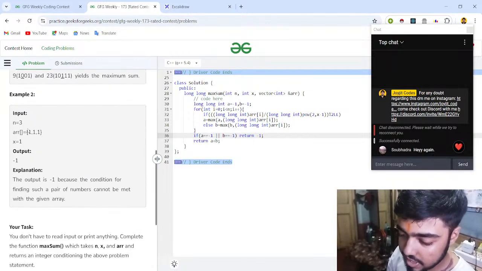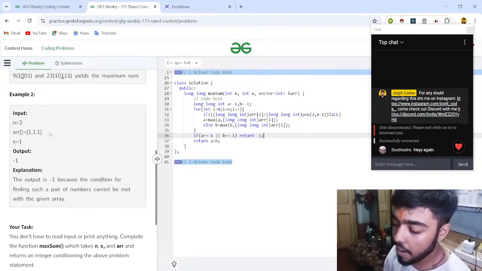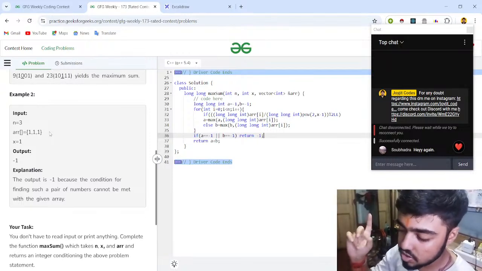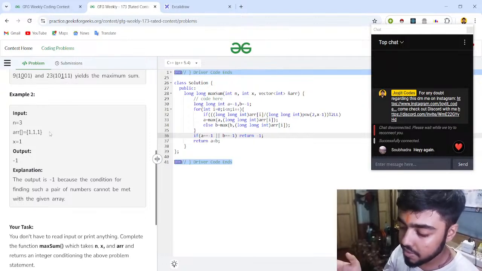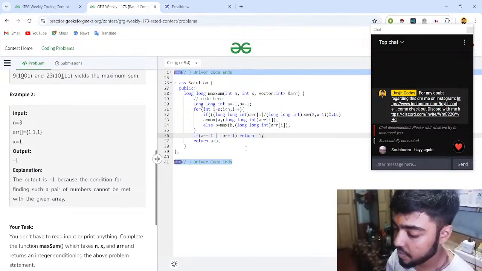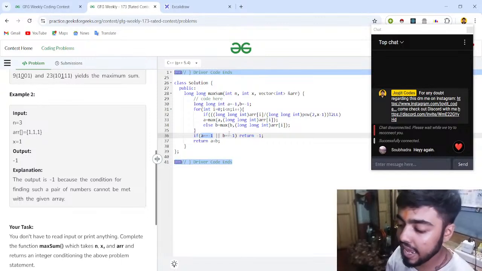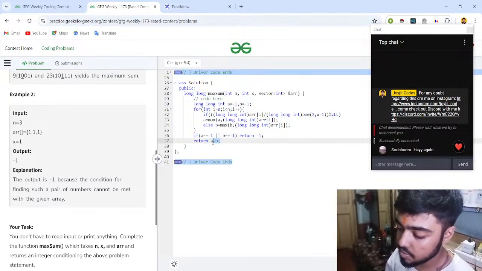Like if we see this example, 1 1 1, all the elements are the same, so no matter what, all the elements will have the same bit, so basically it will be either set or not set. We can't have some element for which it is set and some element for which it is not set. It is not possible for this case. So in that case we have to return -1, right? So basically if A is equal to -1, it means that A hasn't been modified, or B hasn't been modified, then we return -1, otherwise we return A plus B.